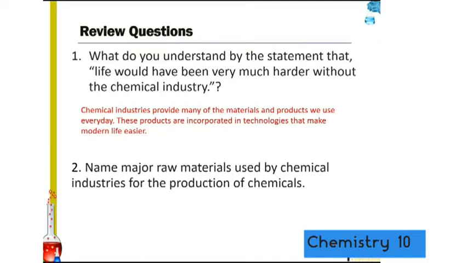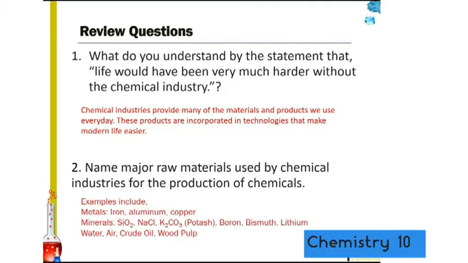Question 2. Name major raw materials used by chemical industries for the production of chemicals. Examples of this include metals like iron, aluminum, and copper, minerals like silicon dioxide, sodium chloride, potash, or other minerals containing boron, bismuth, or lithium, and bigger resources like water, air, crude oil, and wood pulp.